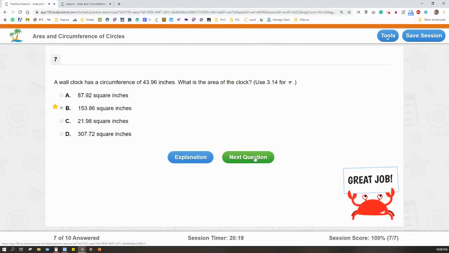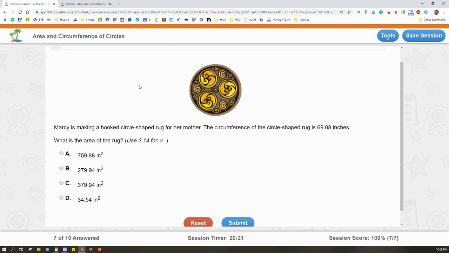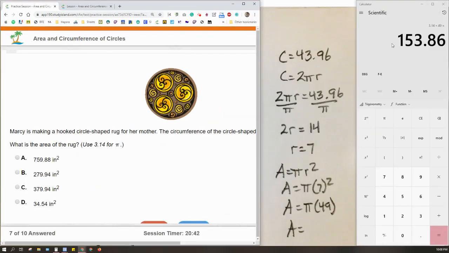Next up, Marcy is making a hooked circle-shaped rug for her mother. The circumference of the circle-shaped rug is 69.08 inches. What is the area of the rug? We literally just did this problem. We just did it with different numbers. Let's just go back to the problem we just did.